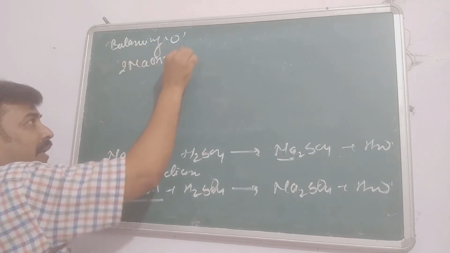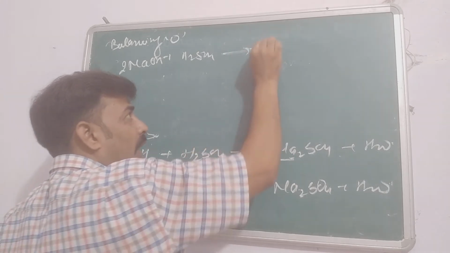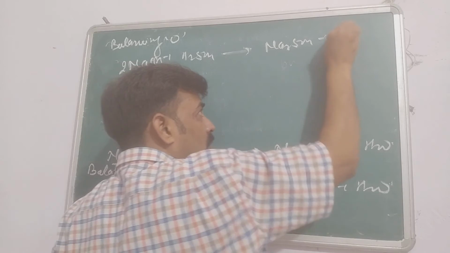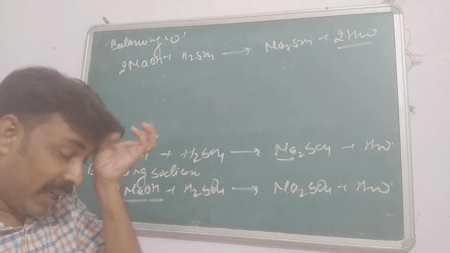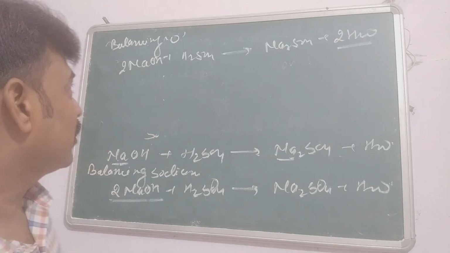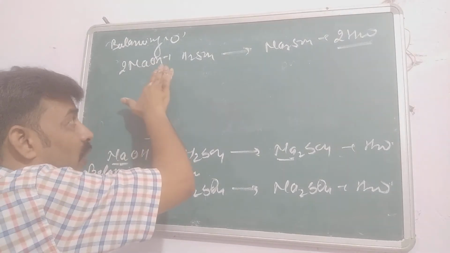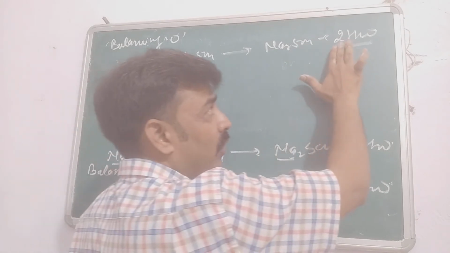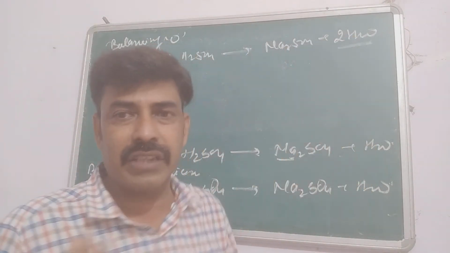2NaOH reacting with H2SO4 gives Na2SO4 plus 2H2O. Now the final one, that is the hydrogen. Whether hydrogen is balanced, you can see that in NaOH there are 2 hydrogens and 2 hydrogens in sulfuric acid, so the total number of hydrogen is 4 on the left hand side, and 2 times 2, 4 hydrogen on the right hand side.